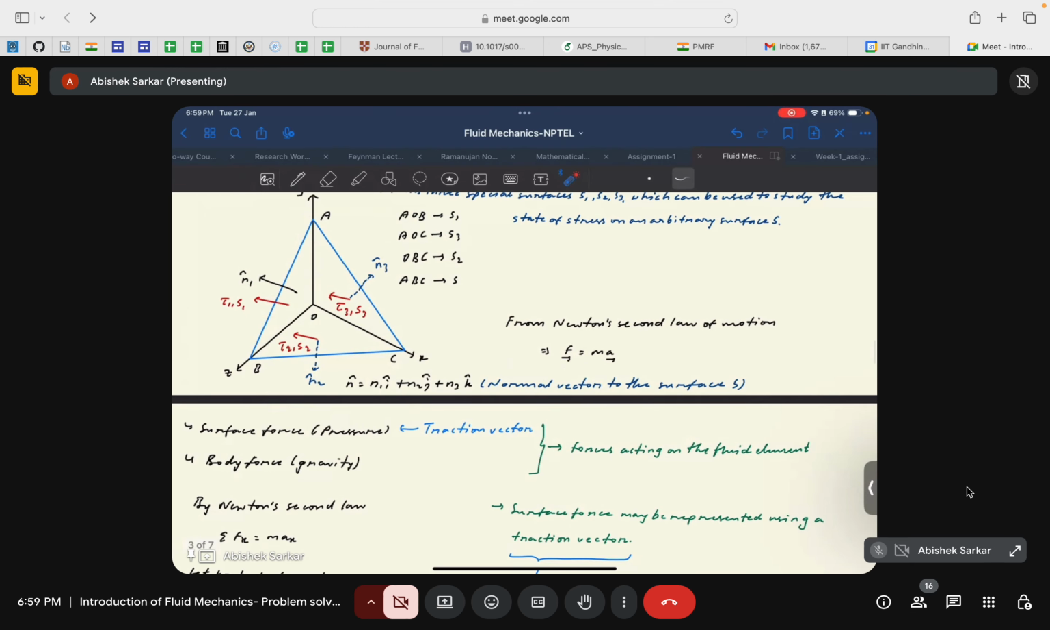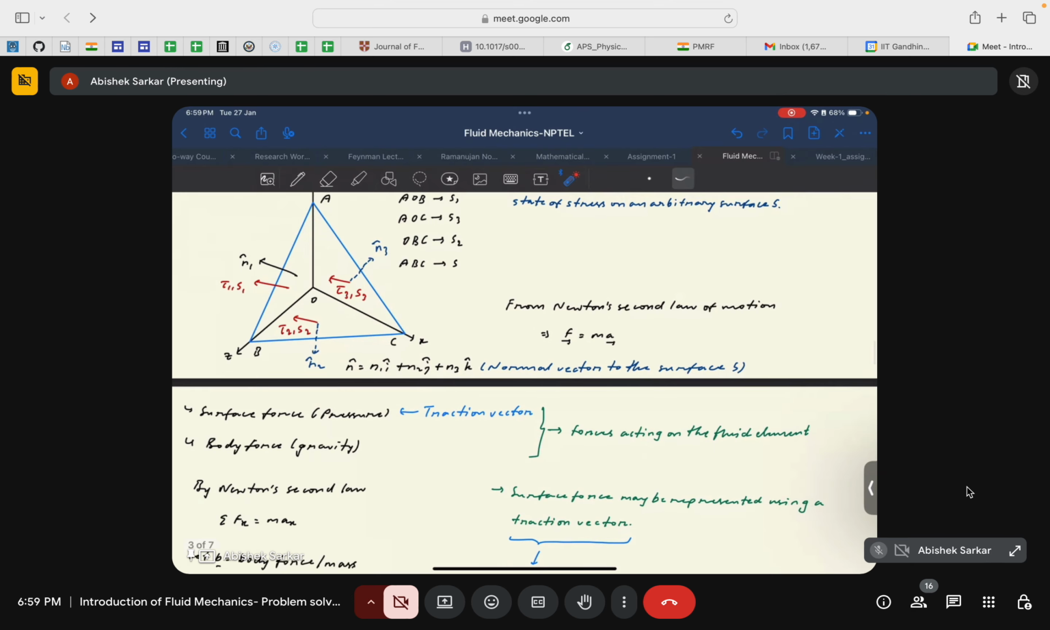The normal vectors for these special surfaces S1, S2, S3 are given by n1 cap, n3 cap, and n2 cap respectively, because they are along the X, Y, Z coordinate directions. And the normal vector for the special surface S, in this case ABC, is given by n1 i cap, n2 j cap, n3 k cap, that is, by this normal vector n cap.